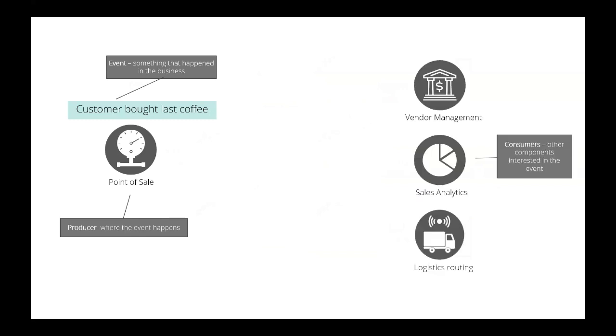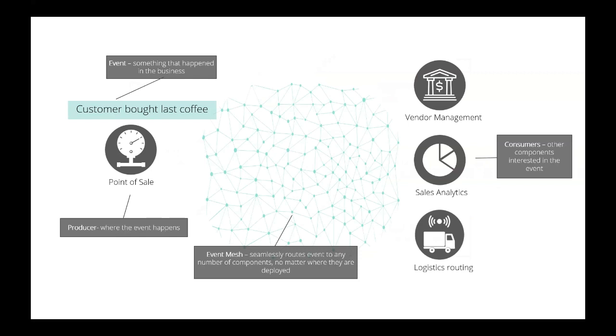Events accelerate that evolution as crucial counterparts to synchronous APIs. Rather than constantly requesting new updates, producers send out events whenever a business moment occurs, like a customer buying the last bag of coffee beans. Many other enterprise components would be interested in that event. We call them consumers. Systems like vendor management, sales analytics, and logistics routing could all be affected by a coffee shortage. Connecting producers and consumers is an event mesh, which seamlessly routes events to any number of components, no matter where or how they are deployed.